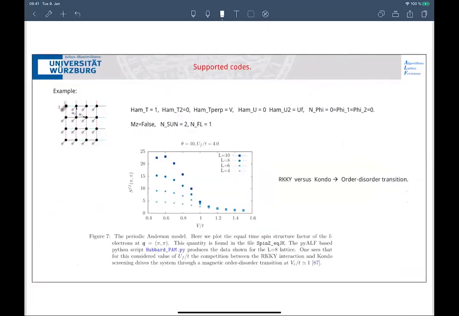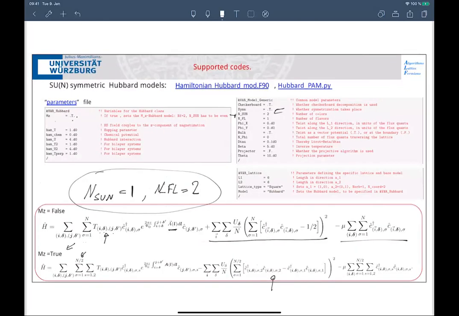Can I ask another question? Yes. When you choose the MZ decoupling, does the N SUN variable in the parameter file have to be even because you divide by 2? Yes, it's checked in the code, and if it's not even, then you have a stop and an error message. Right, it's divided by 2.